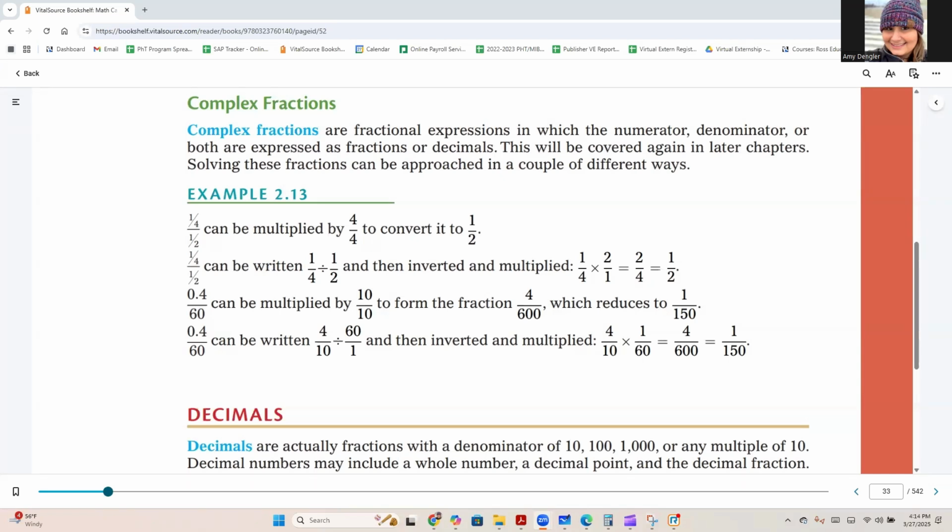Complex fractions are fractional expressions in which the numerator, denominator, or both are expressed as fractions or decimals. This will be covered again in later chapters when we talk more about medications. So we'll just talk through it for now.